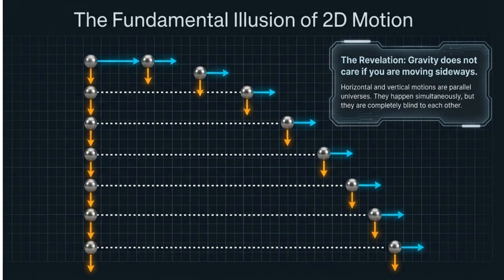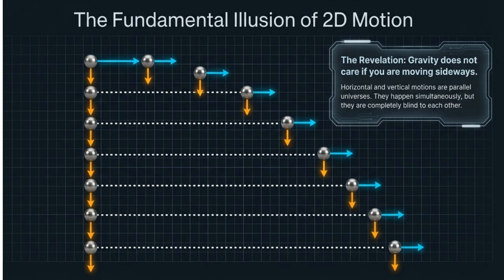Let's begin by exploring an important concept about motion that often gets misunderstood. When we look at an object moving both horizontally and vertically at the same time, it might seem like gravity changes because of the sideways motion. However, gravity only affects vertical movement, no matter how fast the object moves sideways. This means the horizontal and vertical motions are actually happening independently, but at the same time. They don't influence each other.